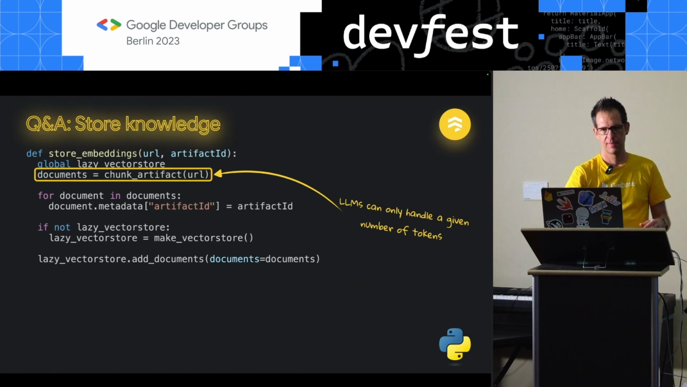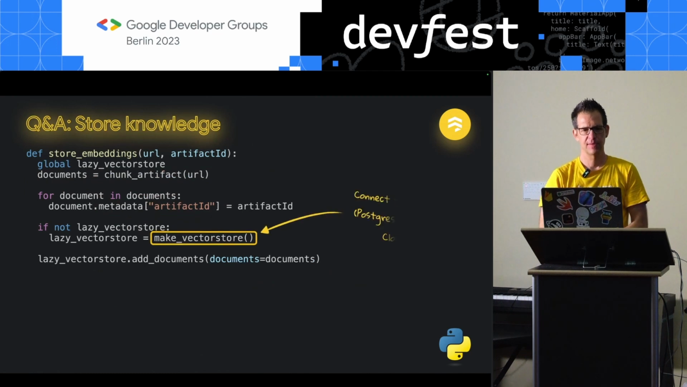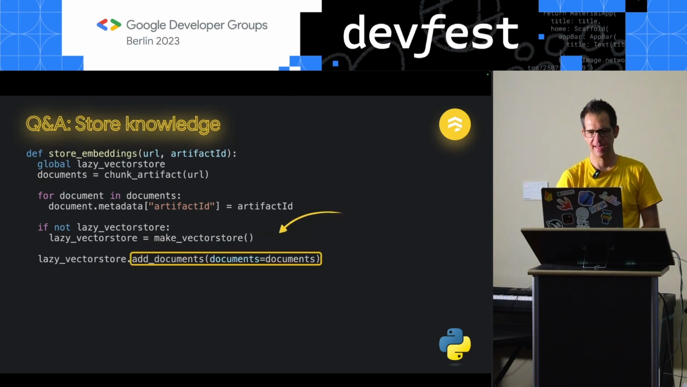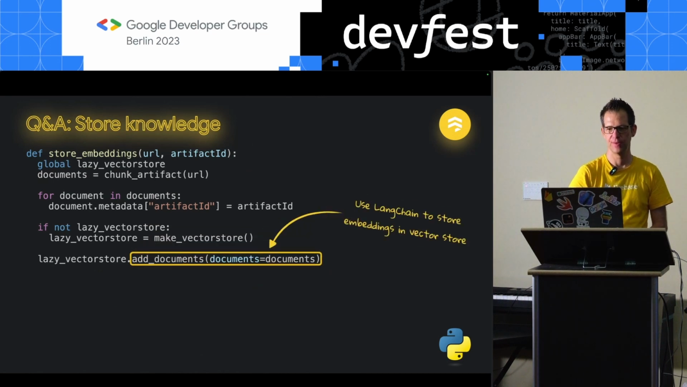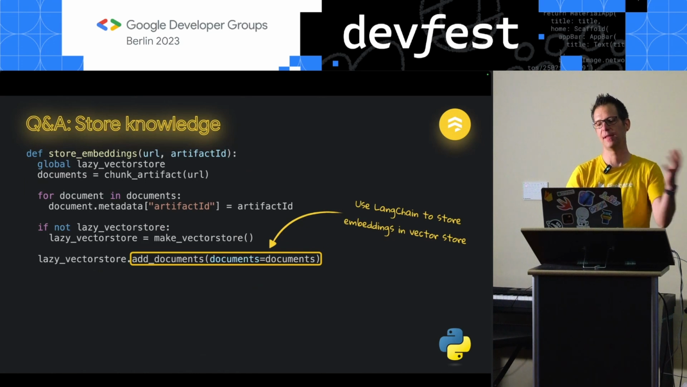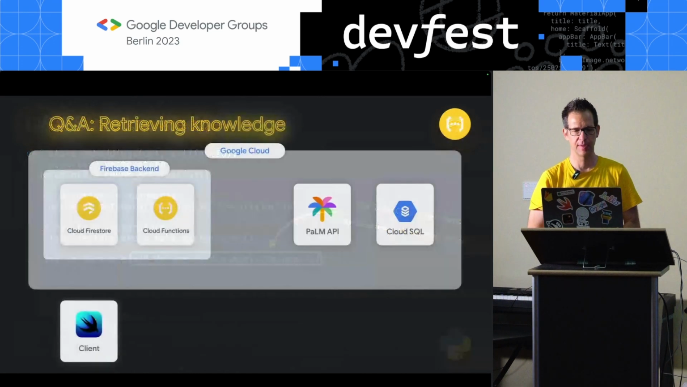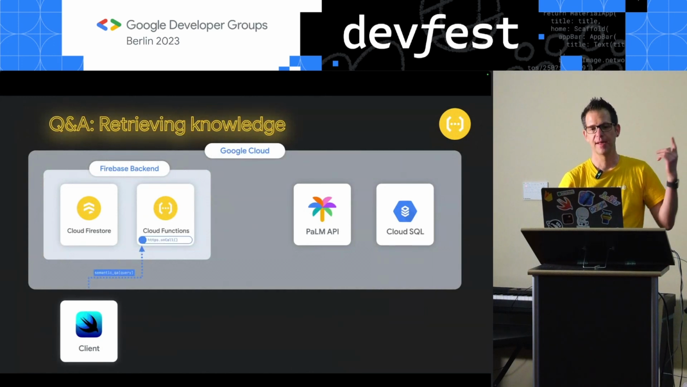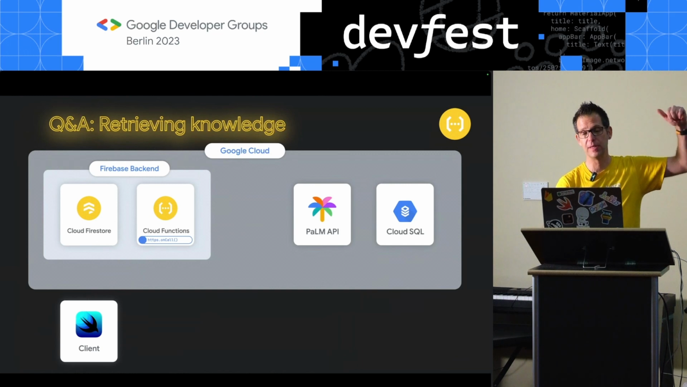So we slice it into smaller pieces, then we connect to our vector store, to our SQL database, and we tell it to add those documents to the database, and we use LangChain to compute the embeddings and then store them into the SQL database. So how does it work? This is how you store, but now we need to retrieve.